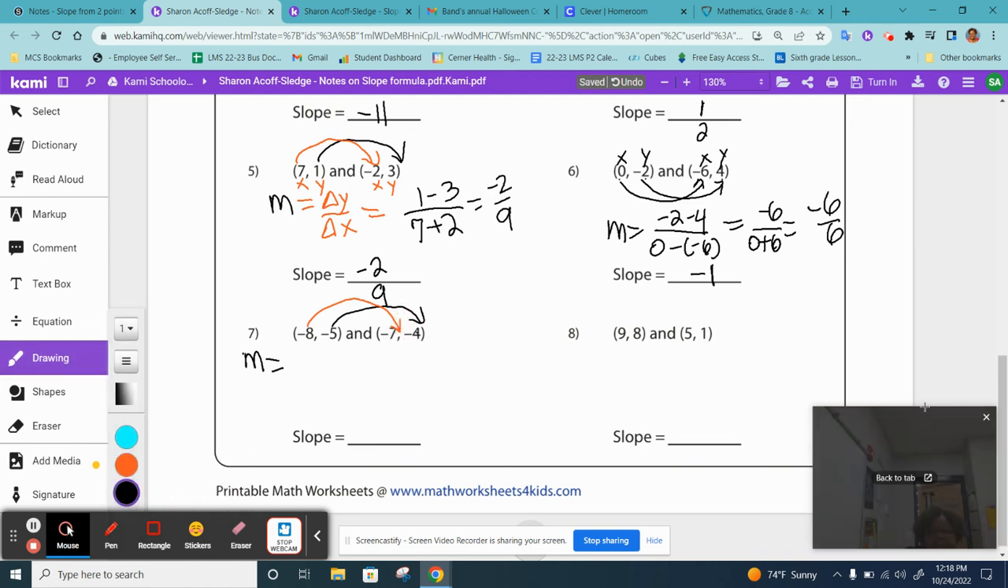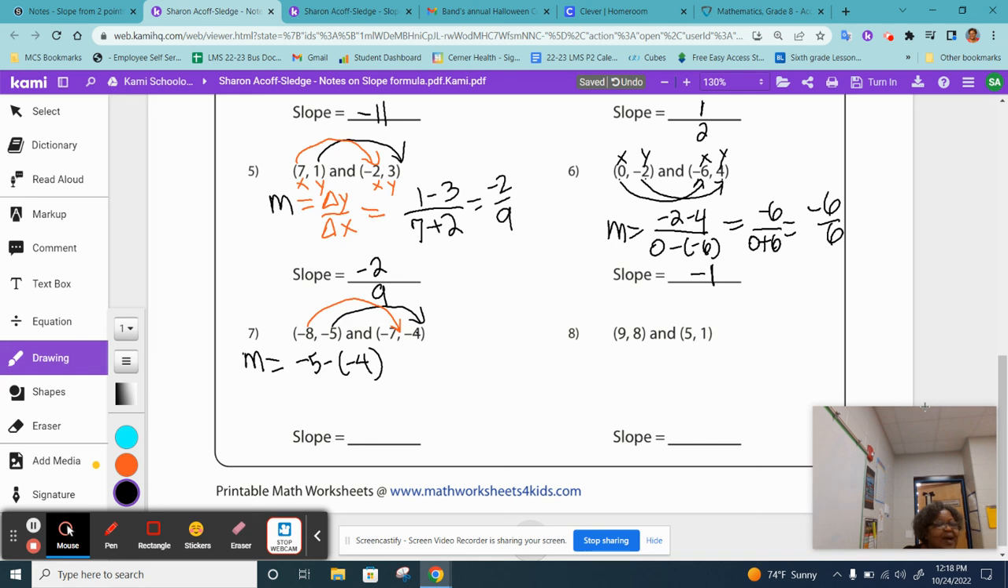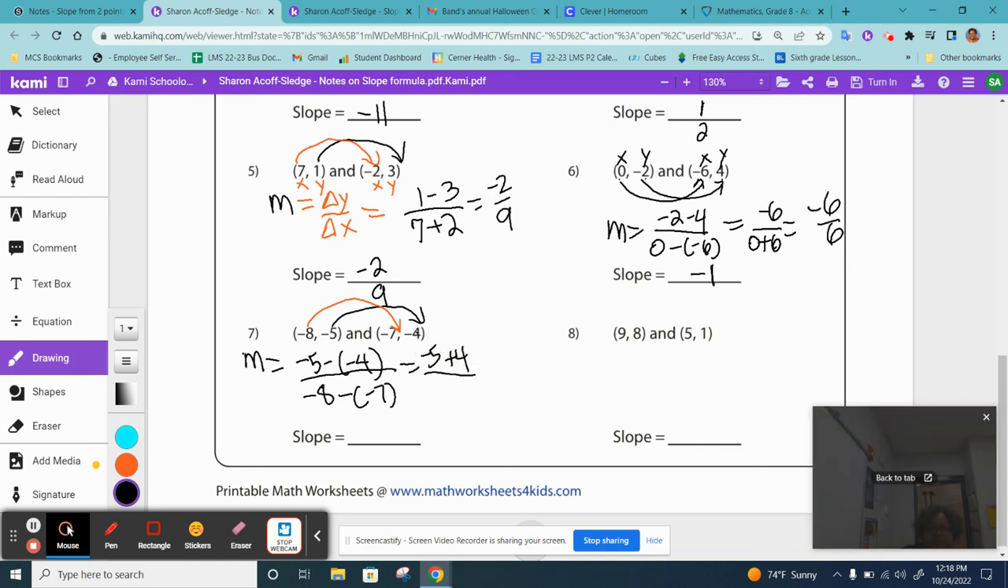Okay, negative 5 minus a negative 4. And y'all, this is where a lot of students will mess up. They'll say negative 5 minus 4. This is minus a negative 4. And then negative 8 minus a negative 7. So this is a negative 5 plus 4. And this is a negative 8 plus 7. So this is 1 over negative 1. So that slope is a negative 1.